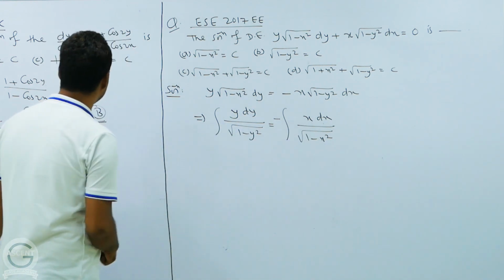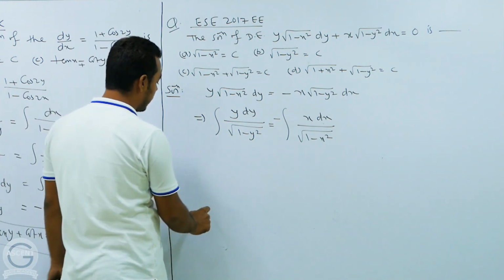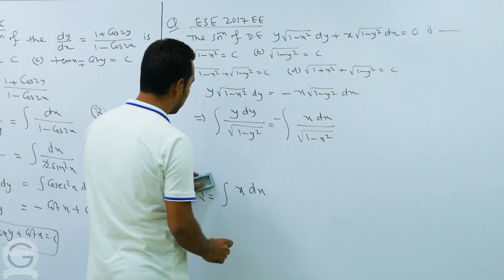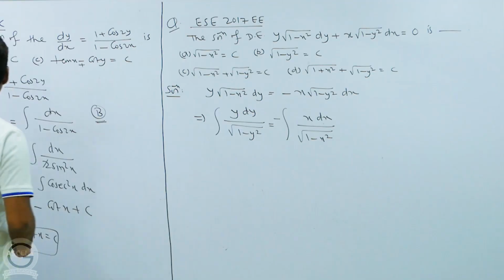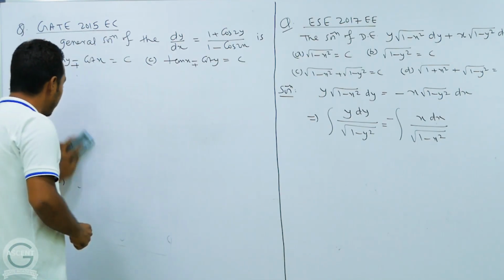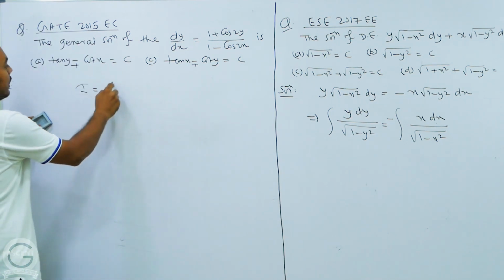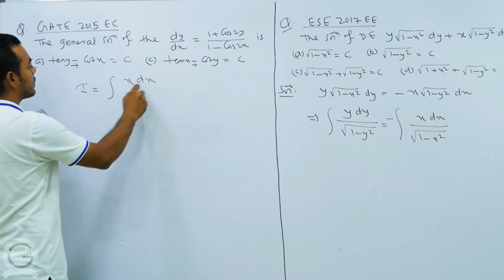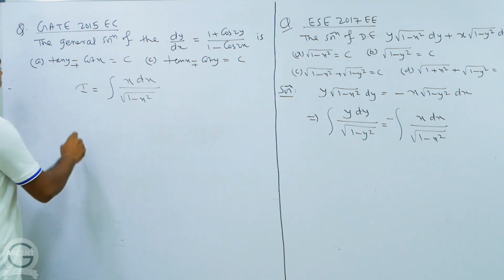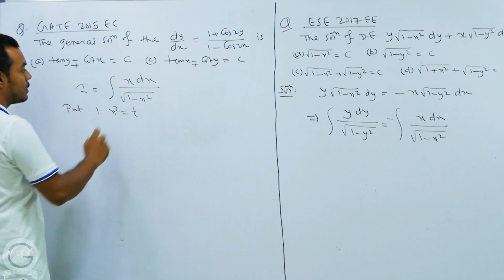So let me call one of these integrals I. Let I be the integration of x dx by root over 1 minus x square. Now in order to solve this integral, we have to do this substitution. Put 1 minus x square equals t.